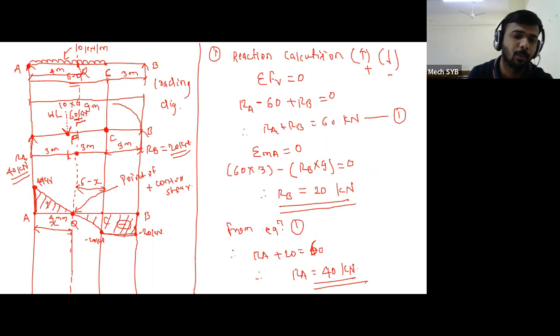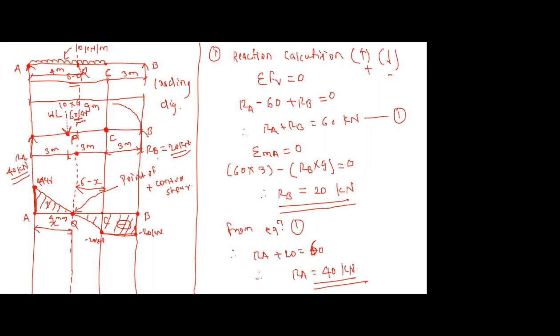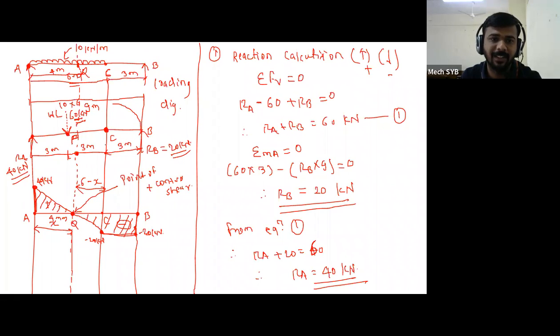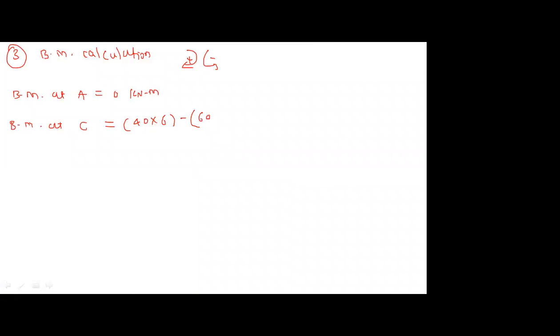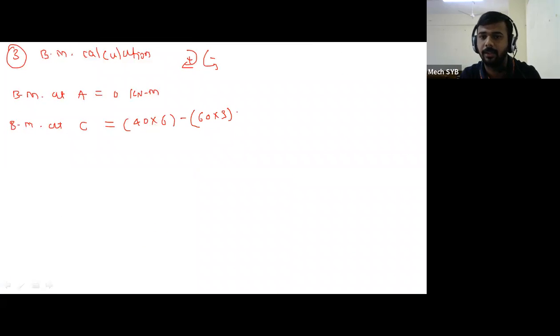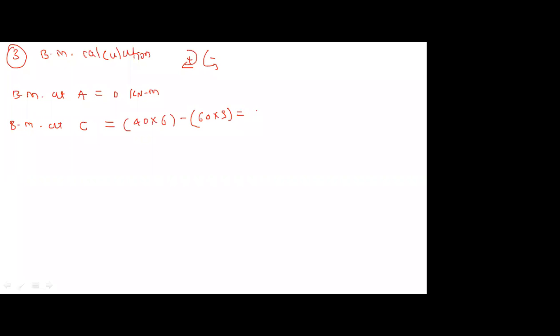Is it rotating anti-clockwise or clockwise towards point C? Anti-clockwise. And what is the distance between them? 3. So 60 into 3. What will be this answer? (40 into 6 minus 60 into 3). Tell me your answer and verify your answer also. 60 kilonewton meter. Okay.